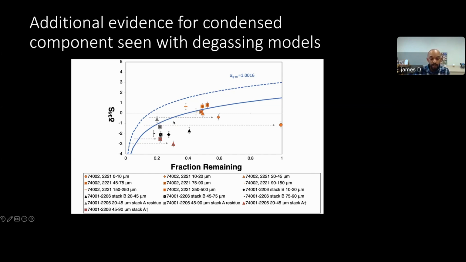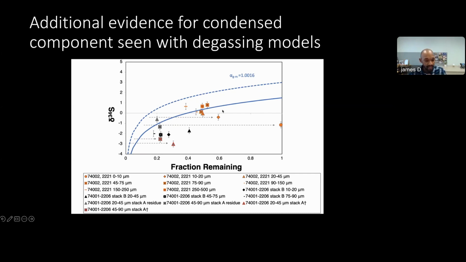And we interpreted this lack of plotting along the same degassing trend as the addition of a condensed layer or vapor component dominating the isotopic composition. So although you are fractionating, that vapor component is following the dashed line. As it gets added to the smaller grains, or the surface to volume ratio changes as you go towards smaller grains, that isotopic composition is more pronounced. And that's why we don't see those small grains plotting along the melt degassing trend.